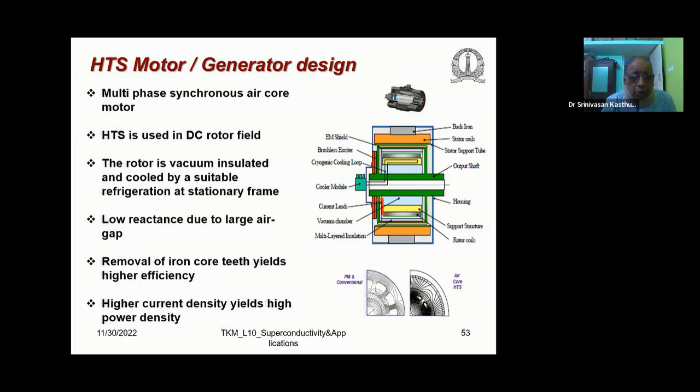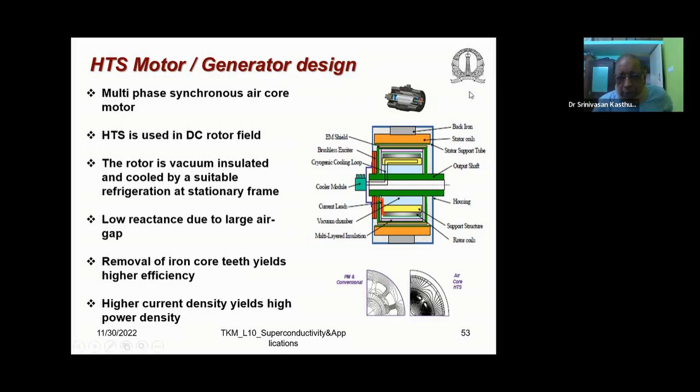Now, if you look at the HTS motor or generator design, a multi-phase synchronous air core motor is generally used. HTS is used where there is a DC rotor field. The rotor is vacuum insulated and cooled by a suitable refrigeration from a stationary frame. Low reactance due to large air gap is possible, and removal of the iron core teeth yields higher efficiency. Higher current density also yields higher power density. So these are the advantages.